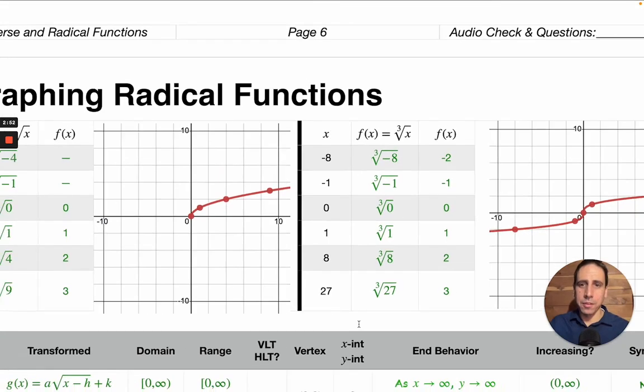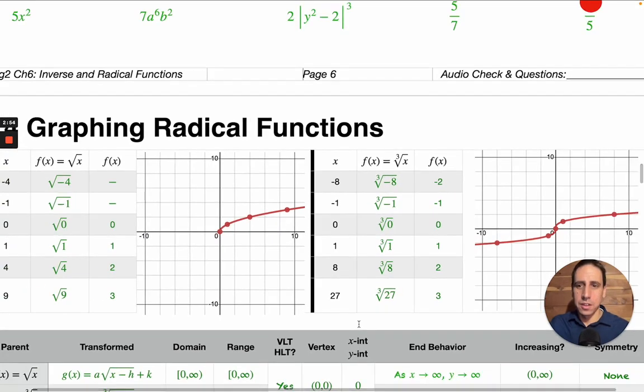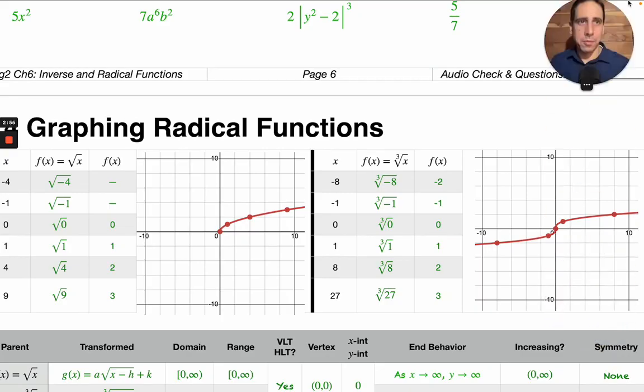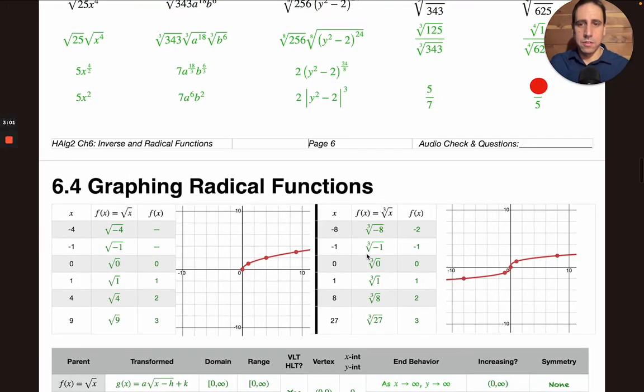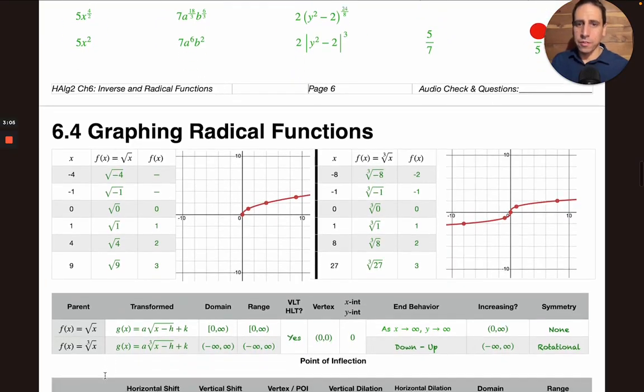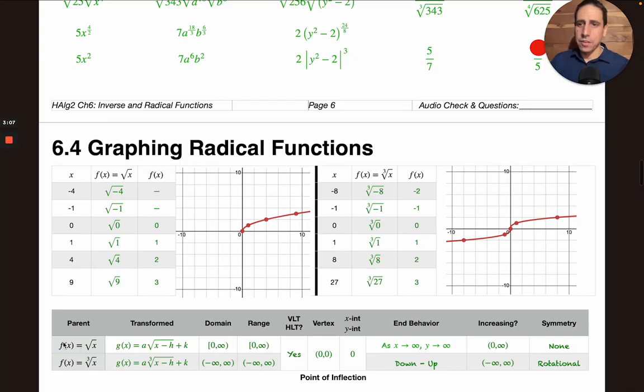Let's actually talk about the properties of each of these functions. I'm going to move myself up here. So here's what the functions look like. Let's talk about the parent function square root of x and the cube root of x. The transformed versions of that would be, you can put h on the inside, k on the outside, and the vertical dilation a would be over here.